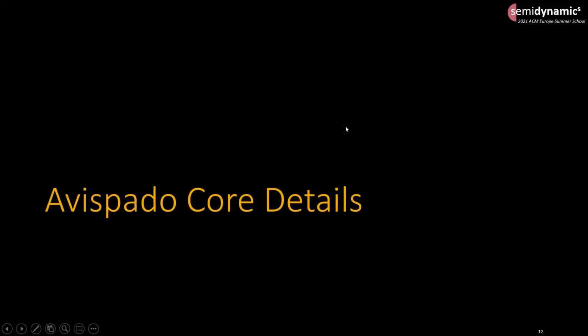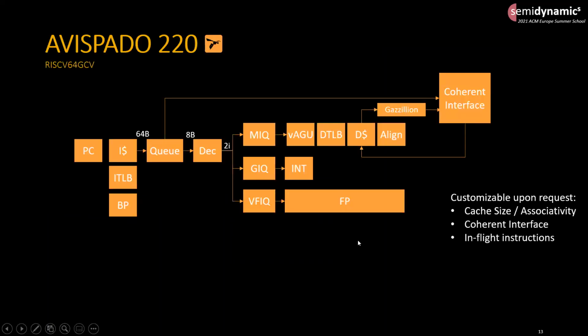Fantastic. So let's go a little bit into, since this is a school, I did try to put more details on the pipeline, and I'll be happy to answer questions as we go. So that's what the Avispado core looks like from a pipeline, from a microarchitecture point of view, and we'll go through this left to right little by little. So let's see. Obviously, the first pipeline stage is the PC. We select the PC, and with that, we index the iCache.